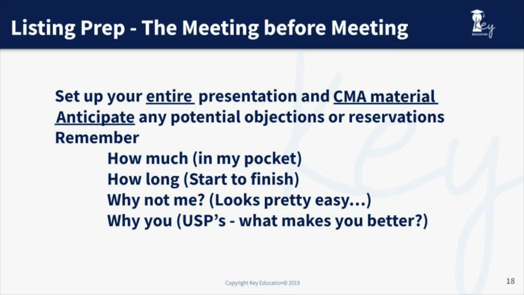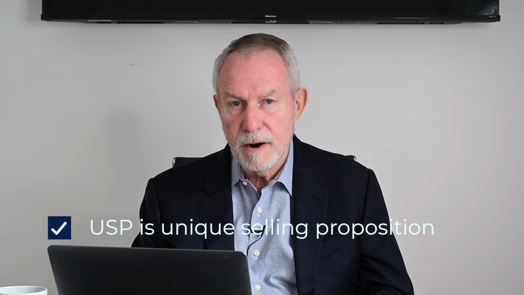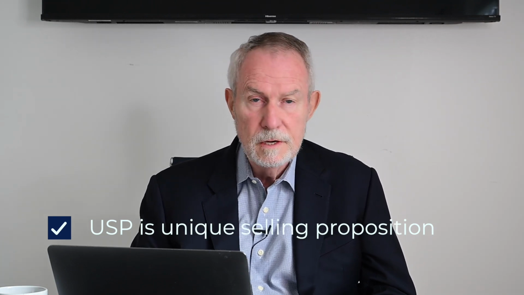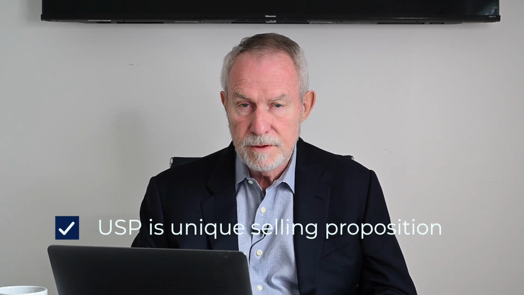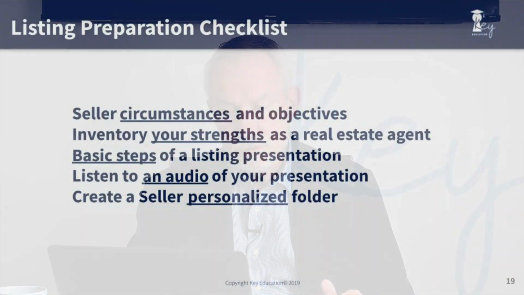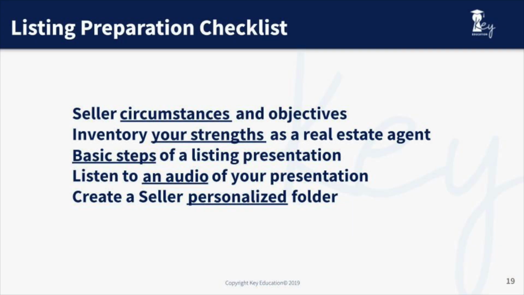Try to anticipate any possible objections or reservations that the seller might have. Just a quick review: how much, how long, why not me, why you. Take a look at those things, see if there's something up there. The other thing you really want to focus in on is, what are your USPs? A USP is a unique selling proposition. What makes you different? Be sure to emphasize certain things. What are their circumstances? What are your strengths as a real estate agent?